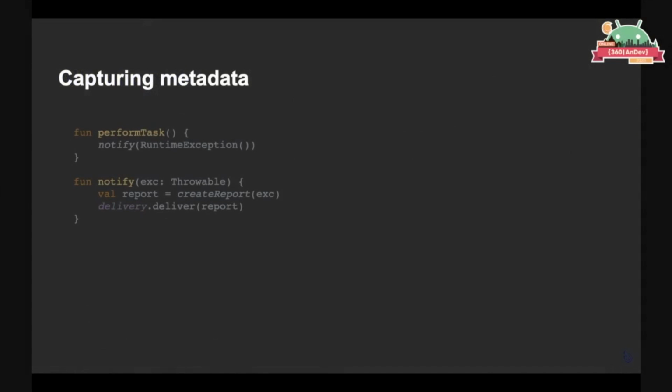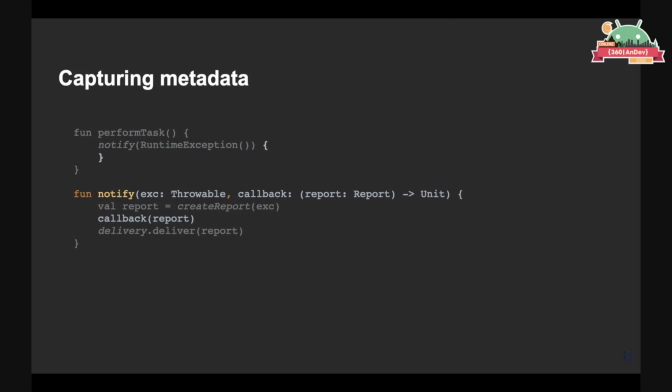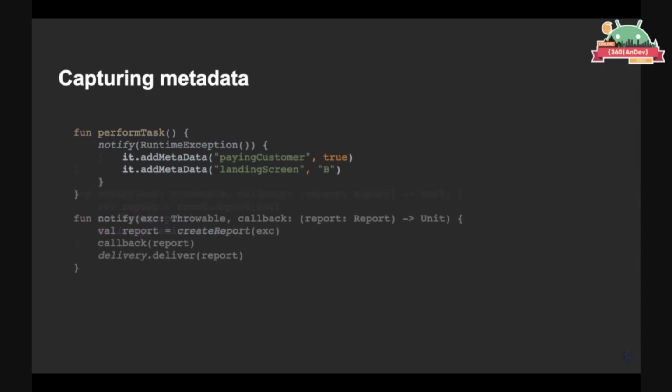So you do this using something a little bit like this. So we have our notify call, which creates a report and delivers it. And essentially, we just want to add in a lambda here, which users can use to alter the report. And then we want to add a method which allows users to add their own metadata. So they can detect whether there's a paying customer or whether there's a particular landing screen in use in an A/B experiment.